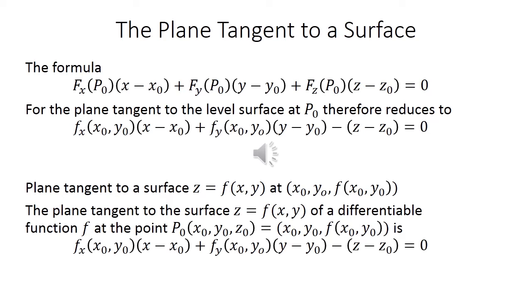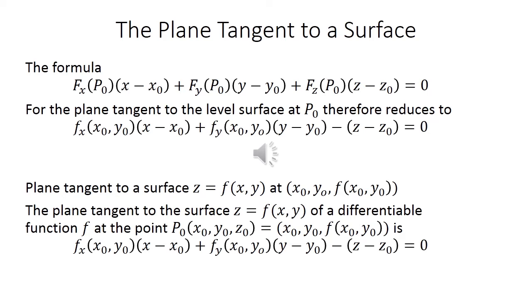And therefore this can be reduced by replacing the partial derivatives of capital F with those of small f. We get the partial derivative of small f with respect to x computed at the point x naught, y naught times x minus x naught, plus the partial derivative of small f with respect to y times y minus y naught, minus, between brackets, z minus z naught, equals 0.